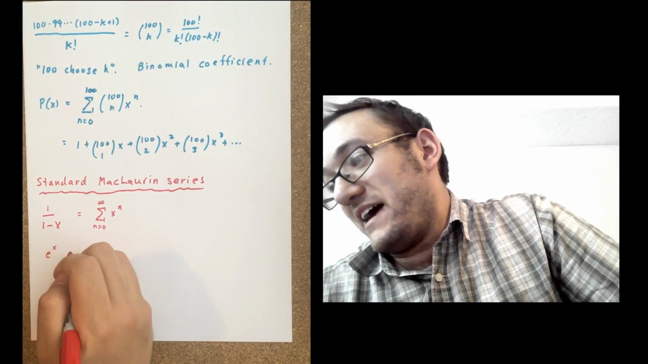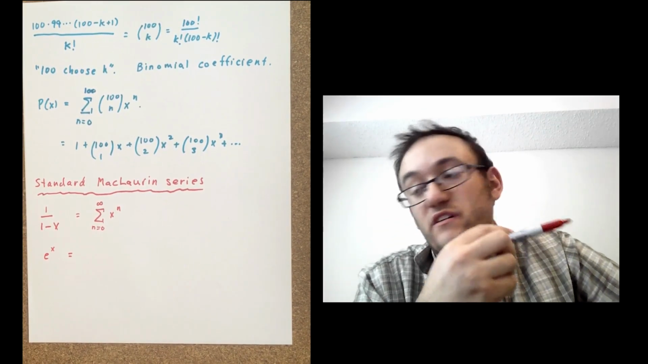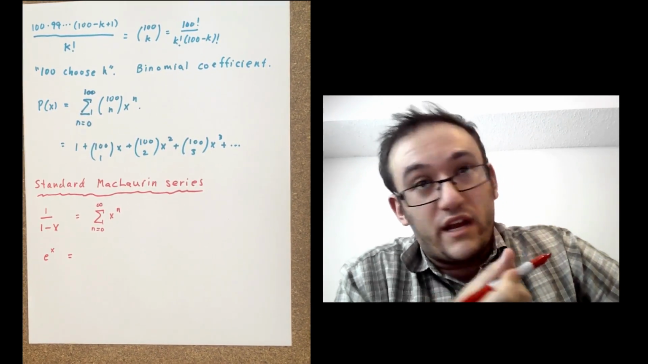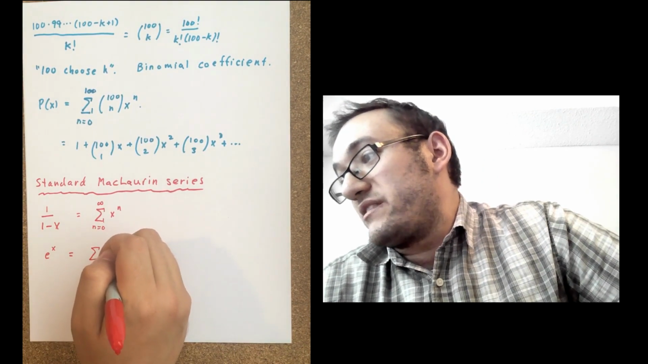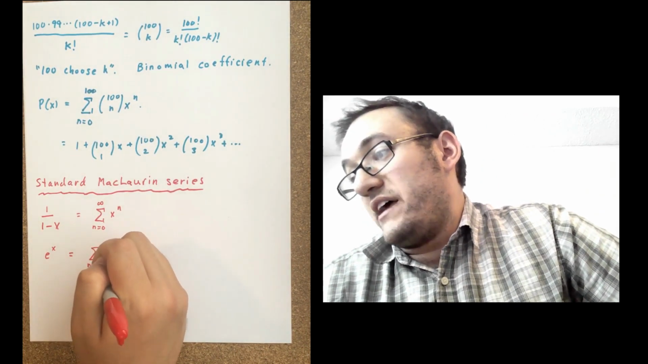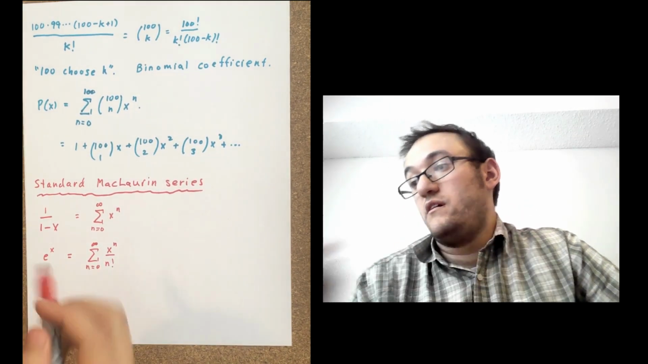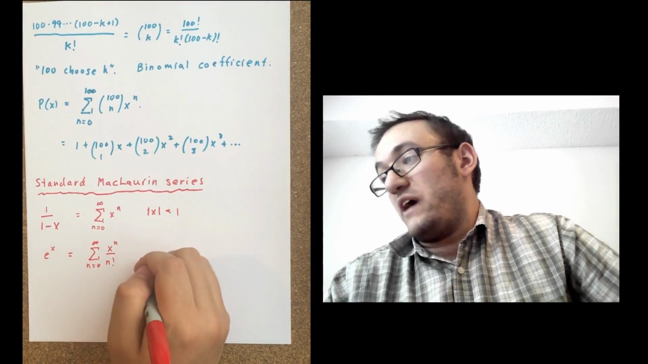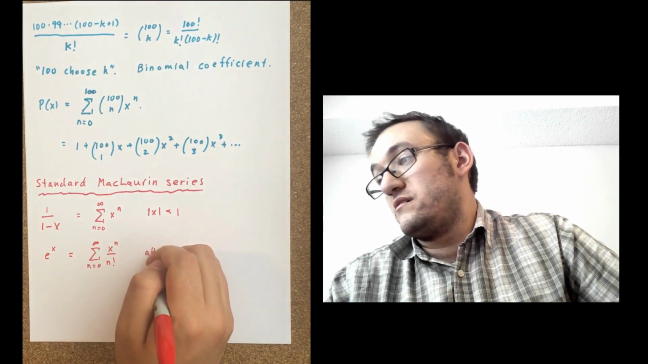Next, e to the x. This is nice because every derivative of e to the x is also e to the x. So evaluating at 0, it's always 1. So the derivative term is always just 1, and we're left with x to the n divided by n factorial, where n goes from 0 to infinity. Oh, I should note that the previous one is true for absolute value of x less than 1. This one is true for all x.